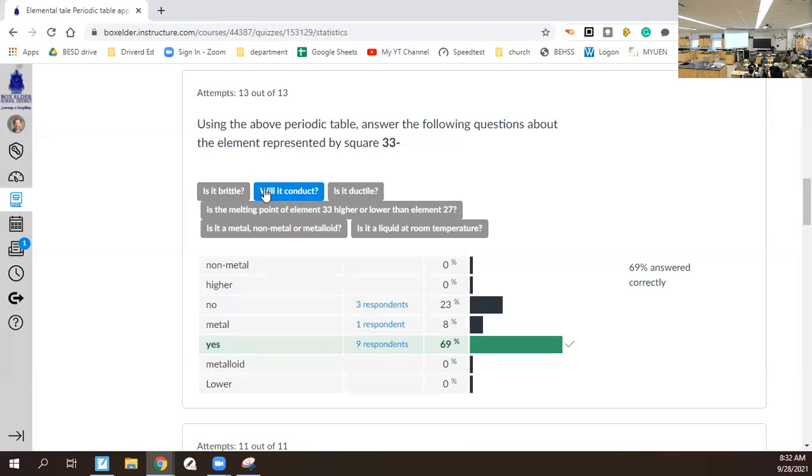And then someone remind me, what does ductile mean again? Give me a thumbs up if you remembered what ductile meant. Okay, I see a couple of thumbs, thumbs in the back, thumbs on the side. No thumbs? That's okay. Ductile is another way of saying, is it a metal?